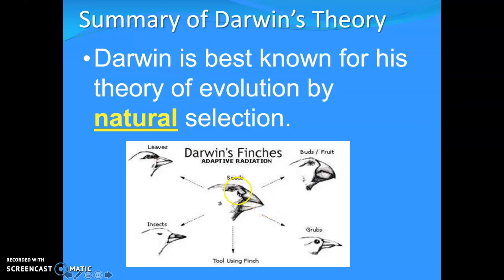So if you had a big, thick beak, then you were probably eating seeds. If you had a medium-sized beak that was kind of curved, you're probably eating flower buds or fruits. A little pointed beak would be for grubs, another little pointed beak for insects, and then just a plain triangle beak for leaves. So each of these finches had different sizes and different shapes of their beaks, and that helped them survive according to their food source.